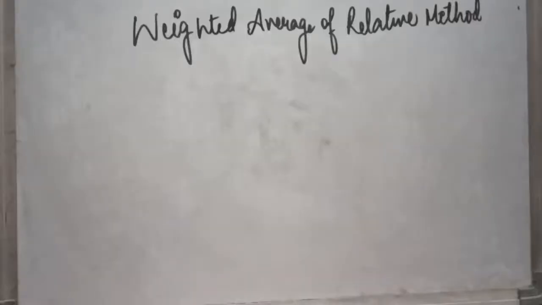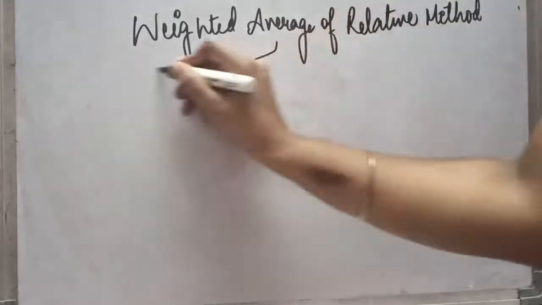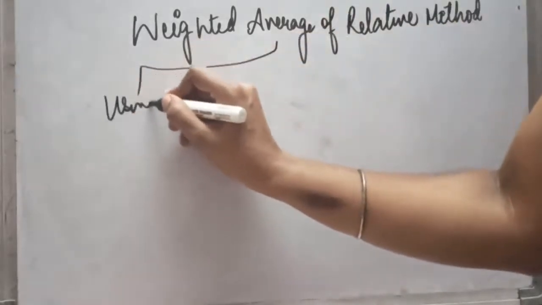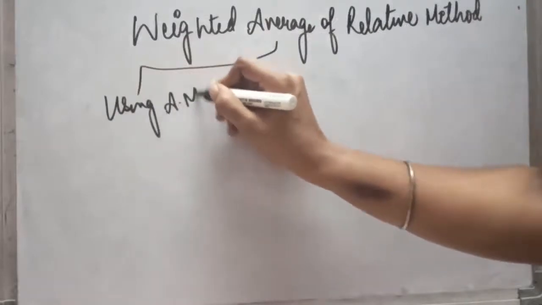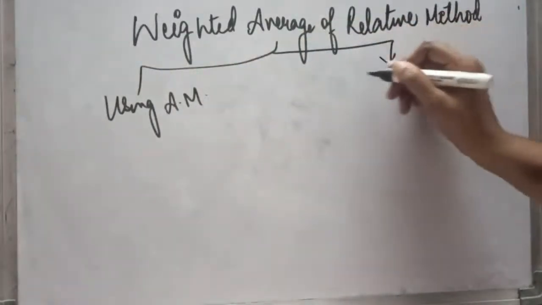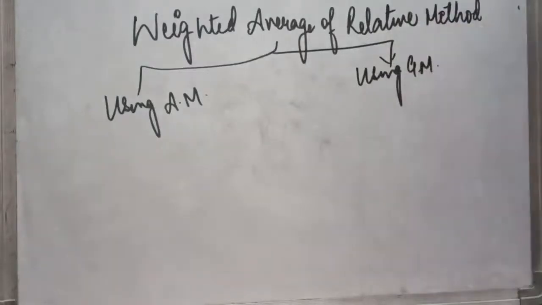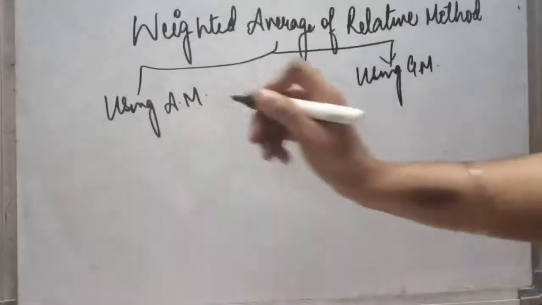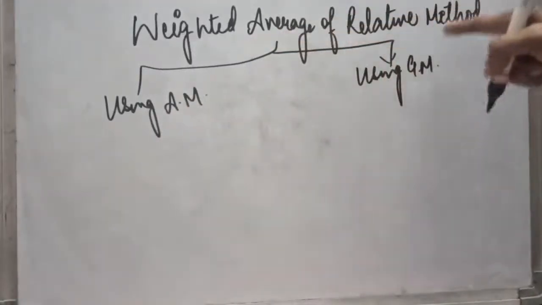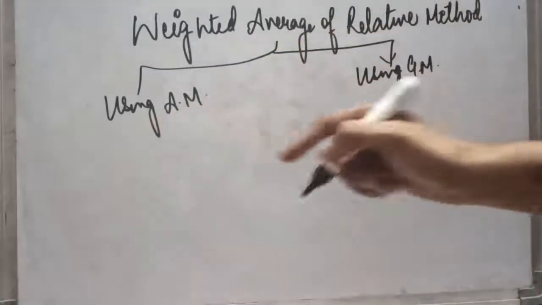The second category under the weighted methods is the weighted average of relative method. Now under the weighted average of relative method, we can solve the questions in two ways. First is using the arithmetic mean, as we have seen in the previous case also, and the second is using the geometric mean. So here we have to apply two formulas.